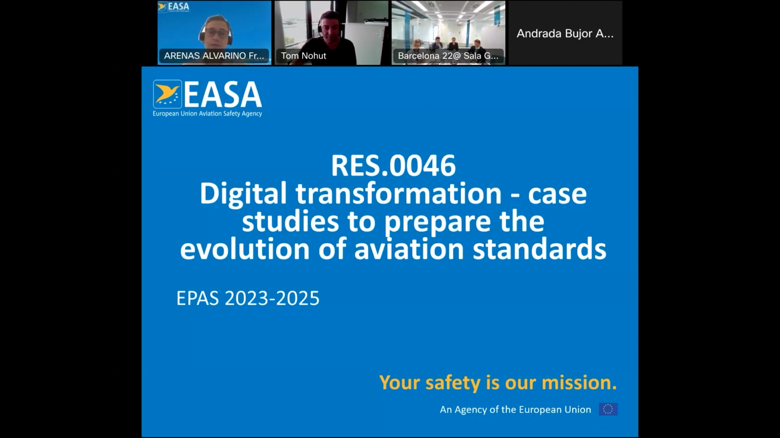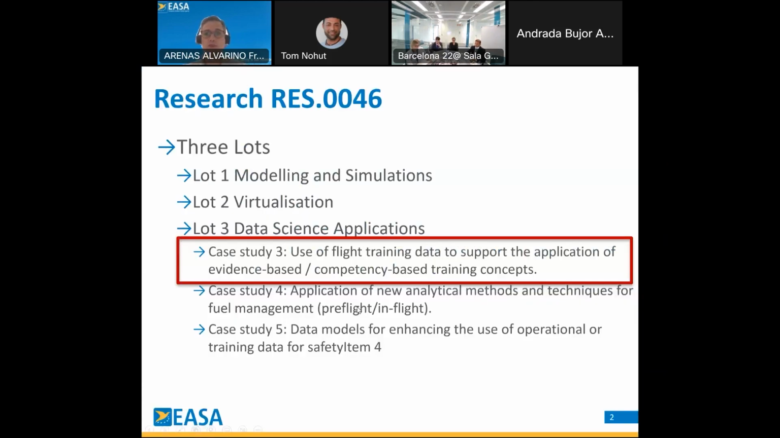This webinar belongs to the research program 0046, which I display here. And remember that this research is supported or described in the European Plan for Aviation Safety 2023-2025. Let me put you through exactly where we are. So as I said, in the EPAS 2023-2025, we have a research. The research's number is 0046.